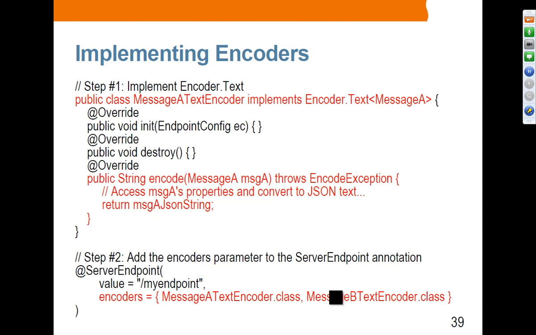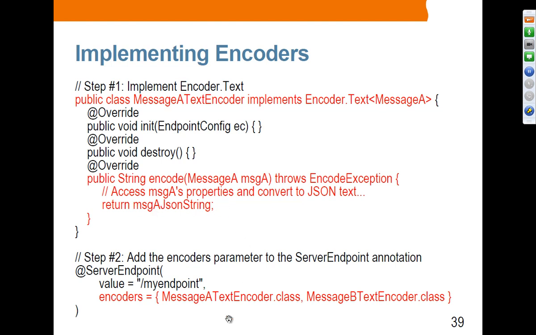First we have to create an encoder class. In this example, we create MessageATextEncoder, which implements Encoder.Text of MessageA. MessageA is basically the Java type. Here we have the encode method implemented, which is from Encoder.Text. We are converting the MessageA Java object into a string. In this case, we might convert it into a JSON string or XML string or whatever string.